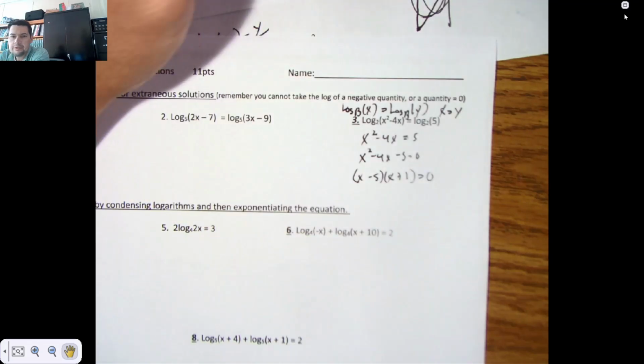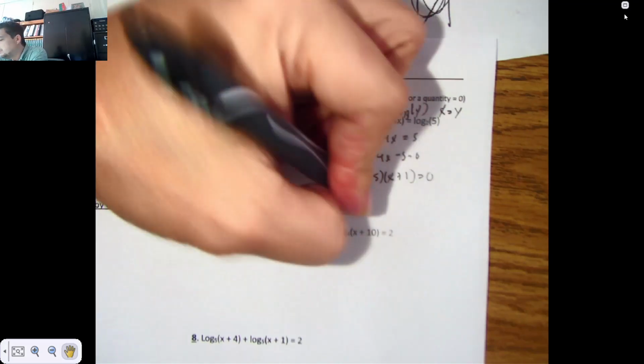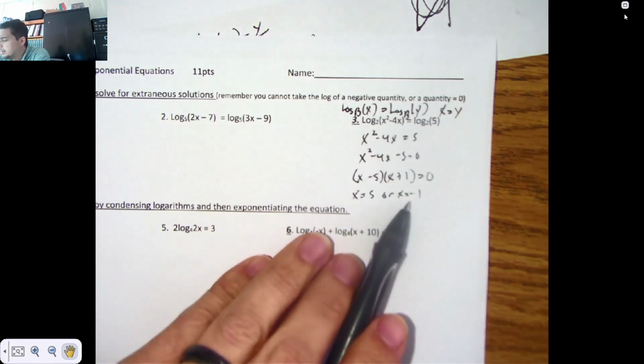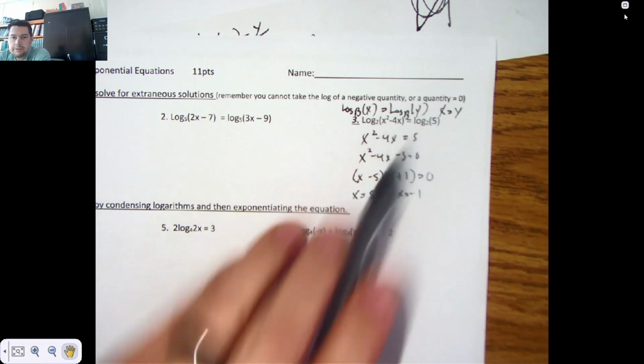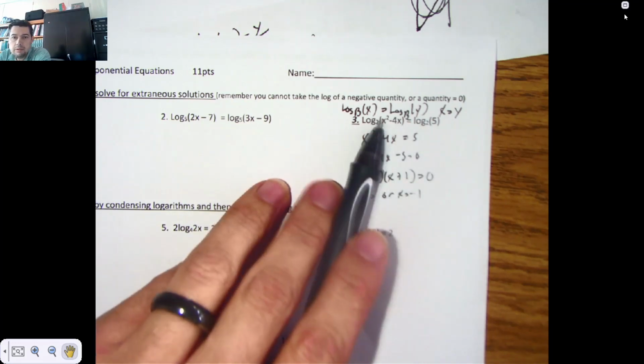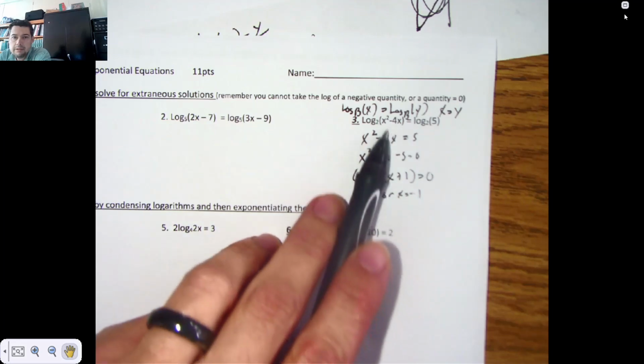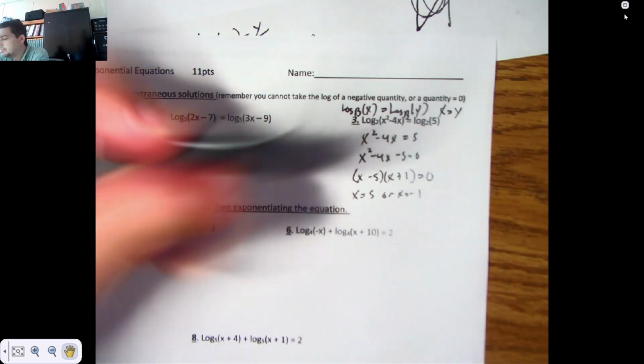Actually, it's not straight out of your notes. It's just very similar to one. Anyways, we get x is 5 or x is negative 1. And nothing can screw this one up. If you plug in a negative 1, this is still going to be 5. If you plug in a 5, that's 25 minus 20. They're both real.